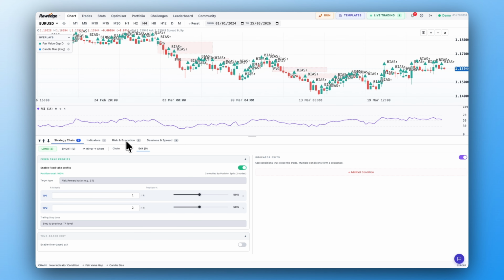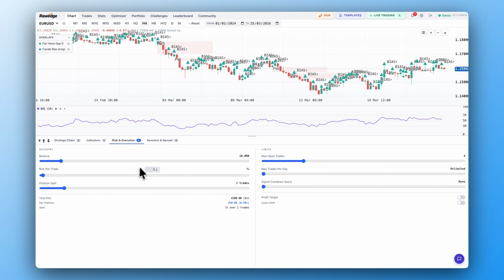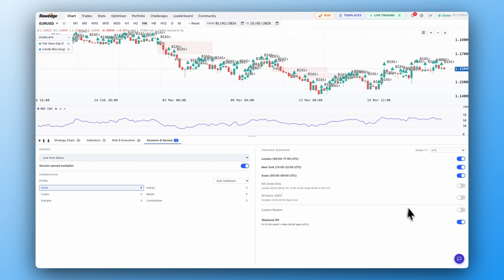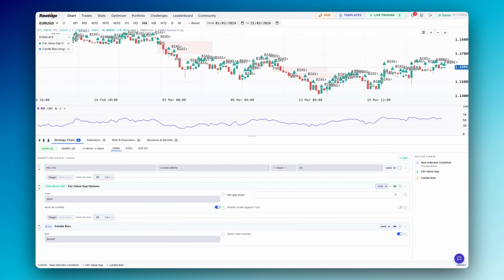Under risk, you can set the percentage risk per trade, position split, the account balance, max open trades, and max trades per day. Under sessions and spread, you can use your broker's live spread, add commissions, and even turn off certain trading sessions. Now to test the strategy that you just built.